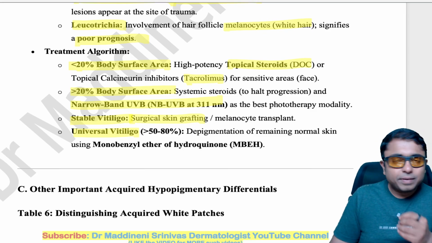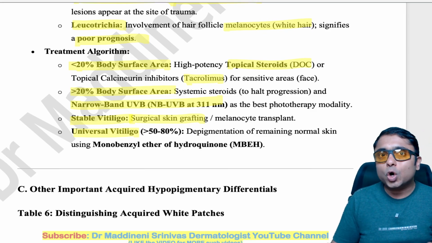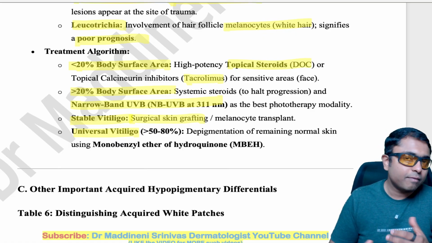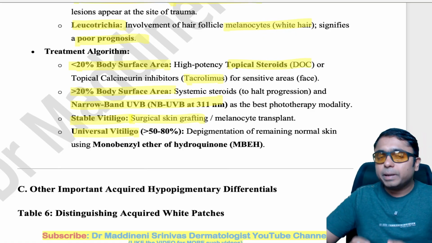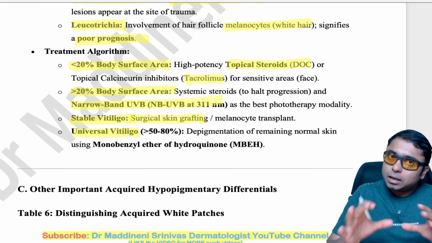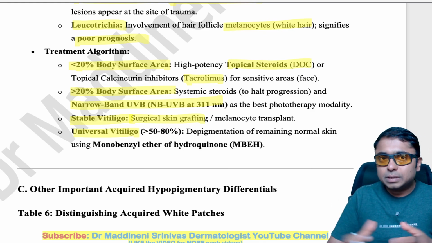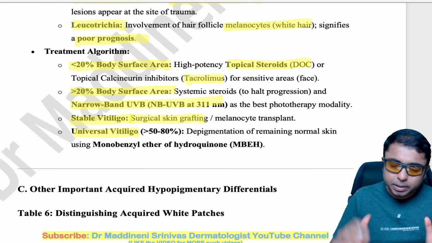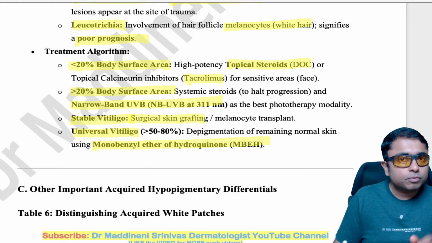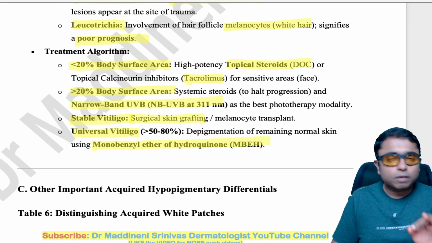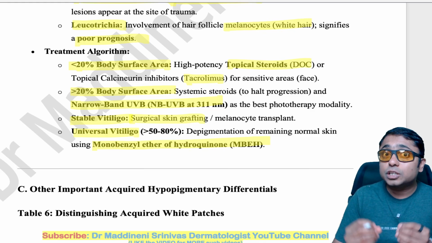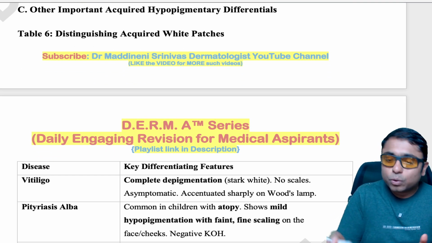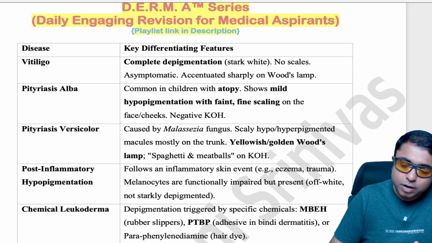In patients who are having universal vitiligo, where we cannot repigment the involved vitiligo skin, we can produce depigmentation of the normal skin, which will then become depigmented, and we can see the entire body of the same color. That is achieved with the help of MBEH, monobenzyl ether hydroquinone, which is going to cause destruction of the melanocytes. Now some of the other acquired hyperpigmentary conditions which you have to remember.